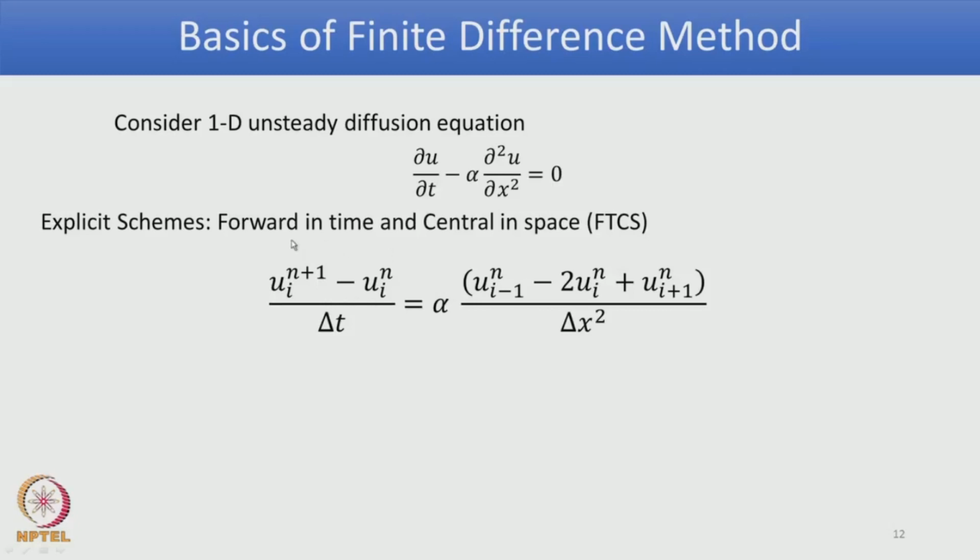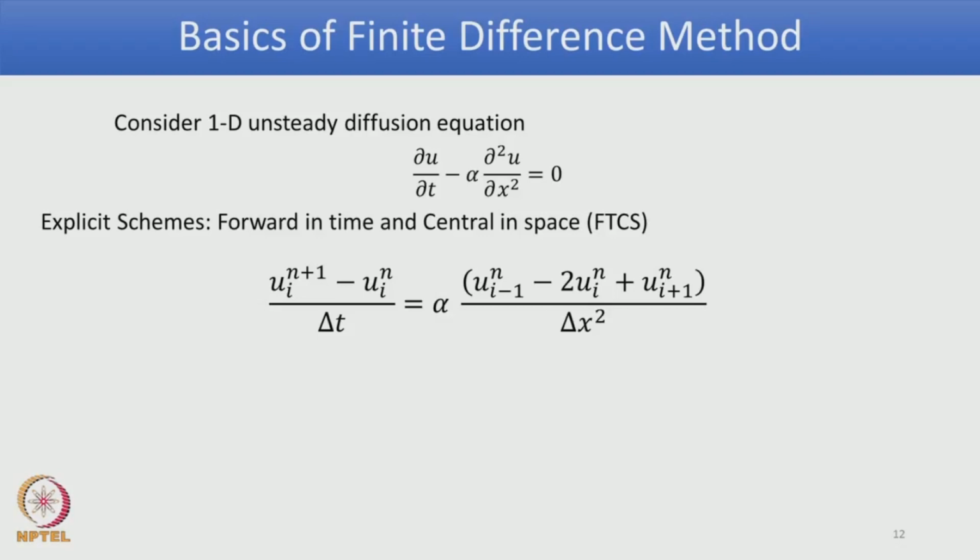So what we said is forward in time. You can understand it is forward in time: n plus 1 minus n, that is how you should try to understand it. u of i, n plus 1 and u of i, n are the same variable at the same x location, but at different time levels, and that is why it is forward in time, levels n plus 1 and n. Similarly, central in space means it is central only in space.